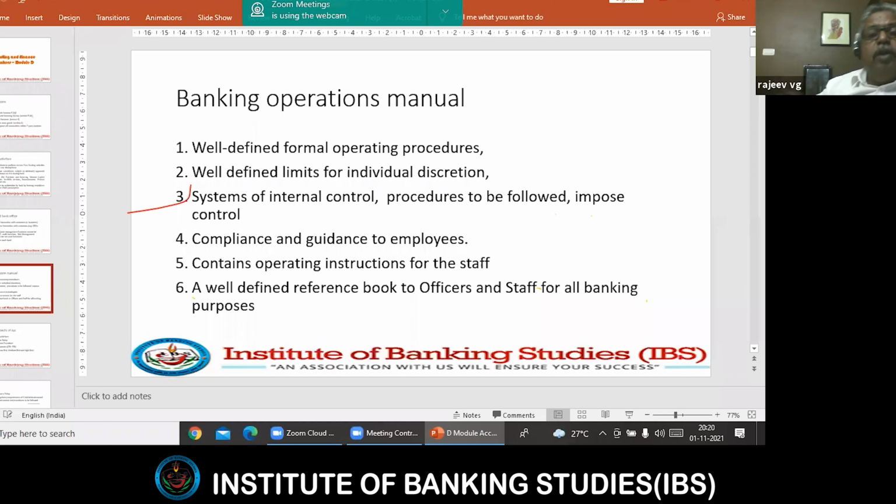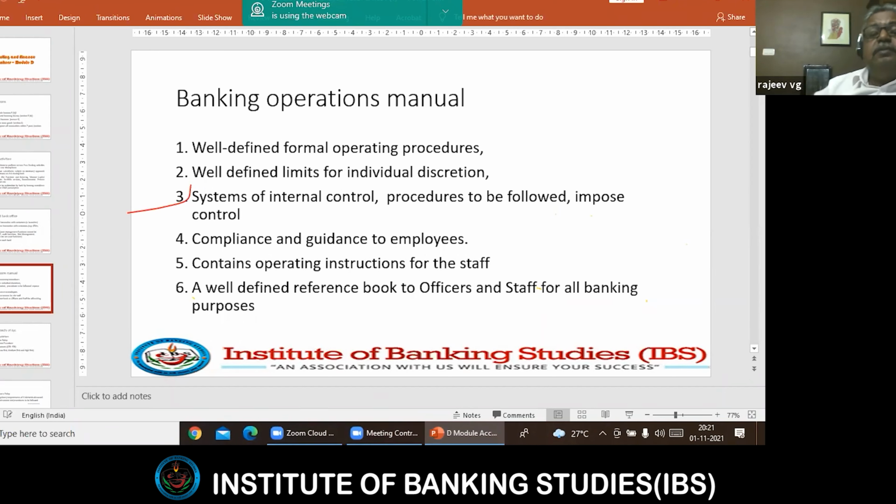That control levels will be there. Systems of internal control: what are all the things that have to be done to see that the operations done by the banks are safe? And what are all the procedures to be followed so as not to make mistakes?